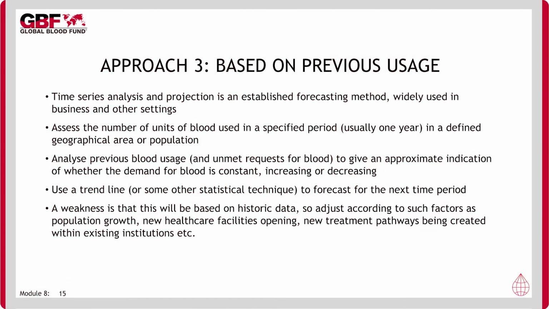A third approach, and probably the most widely used, is based on extrapolation of historical blood usage data. This requires assessment of the number of units of blood used in a specified period in a defined geographical area or population. It is important to analyze over time to give an indication of whether the demand for blood is constant, increasing, or decreasing. This trend line can then be used to determine the forecast for the following year, adjusted for a range of known factors that may change the transfusion landscape in the next period.